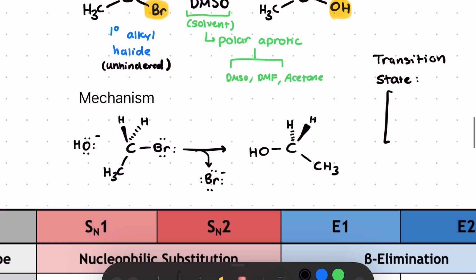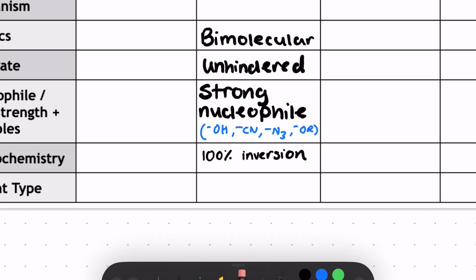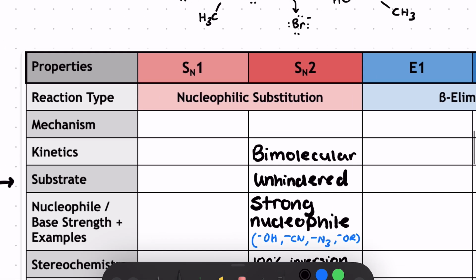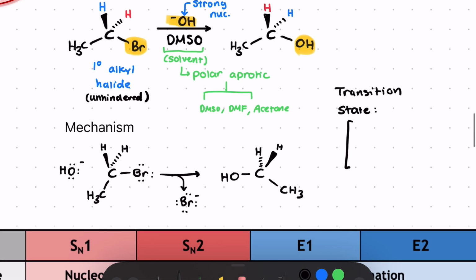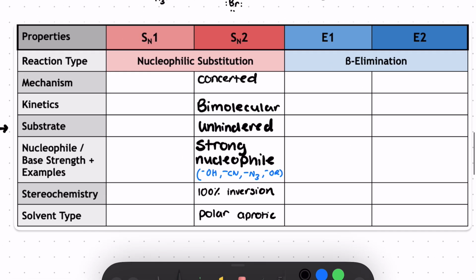So you could see any of these on a question concerning SN2. So polar aprotic. Okay, and then lastly, our mechanism is concerted. Concerted meaning one step. My reaction for the SN2 has one transition state. Okay, so this is what our table looks like so far. I'll fix it up in future videos to make it look a little bit nicer.